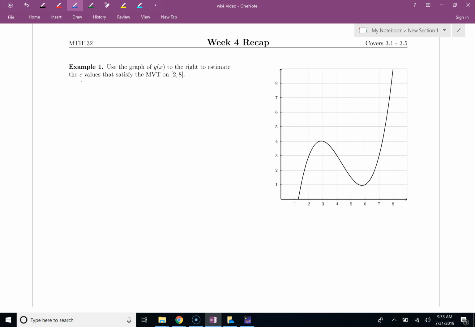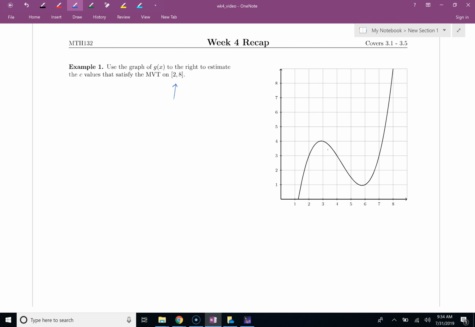And so the first thing, especially if this was to show up as a standard response style question, you would definitely have to justify the hypotheses. And the WeBWorK homework got you into that habit as well. The function needs to be continuous on the closed interval from 2 to 8, and it needs to be differentiable on the open interval from 2 to 8. So when I look at this, it's definitely continuous. I could draw this graph here without lifting up my pencil. And it looks to be differentiable as well, right?